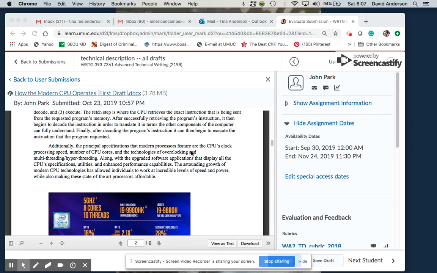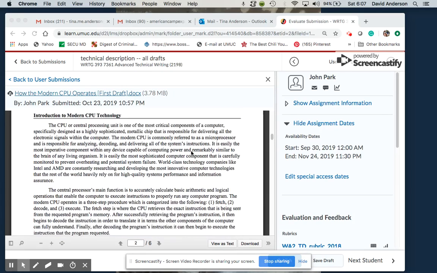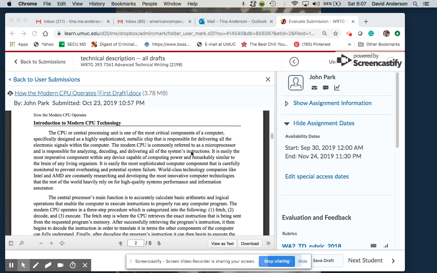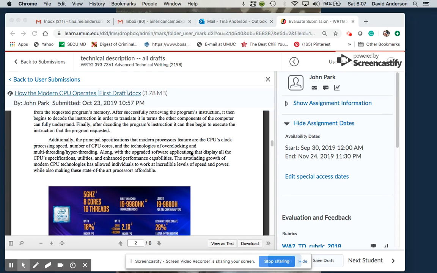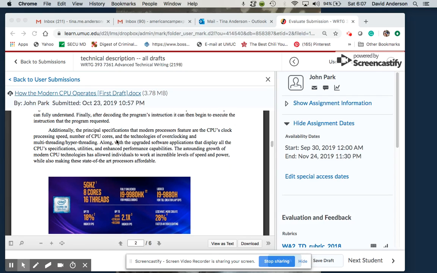Additionally, principal specifications. You don't need to describe what it looks like. You need to describe what it does. So I think after here, this portion of a clock processing speed. Well, I guess I would do this also. Principal specifications of modern processors feature the CPU's clock processing speed, the number of CPU cores, and the technology of overclocking and speeding. So here's what I would do.